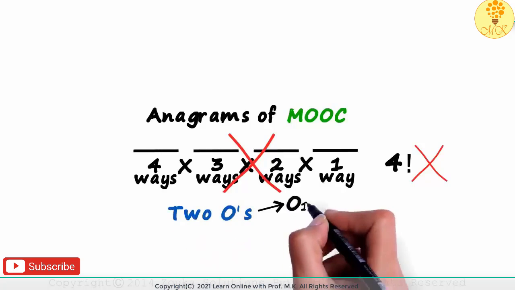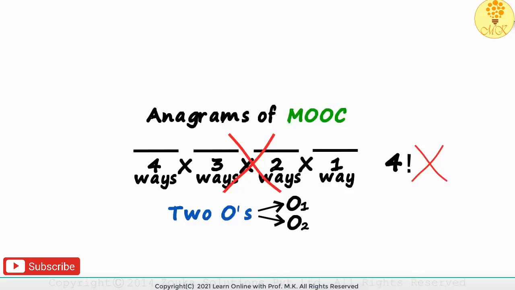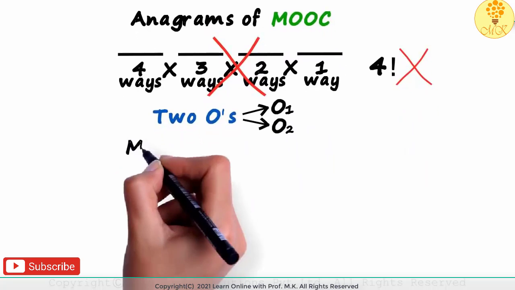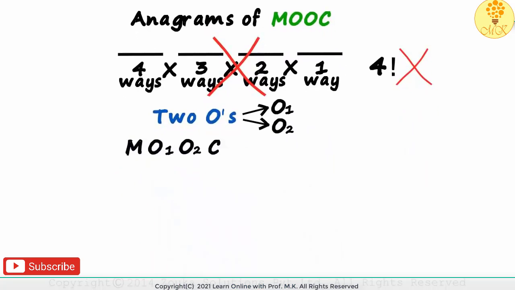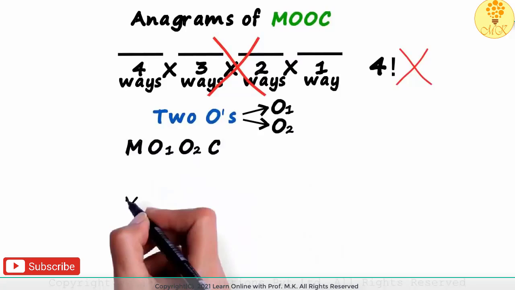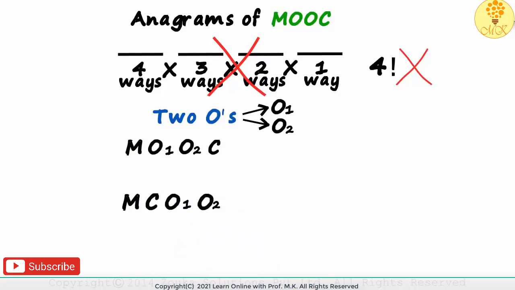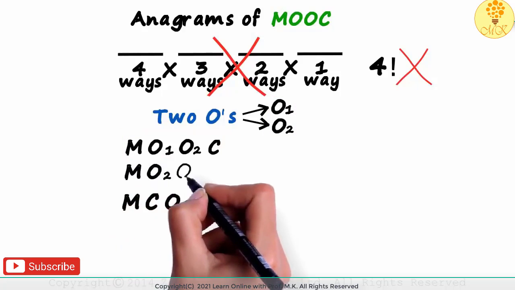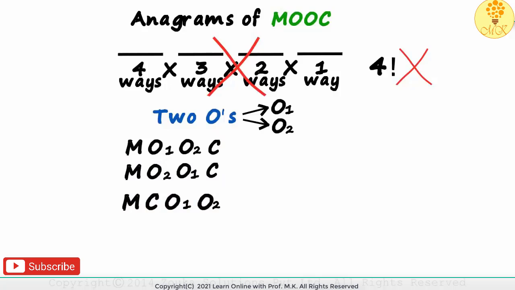Let's call them O1 and O2. Assuming they are different, let's look at a few anagrams. One would be M, O1, O2, C. And another one would be M, C, O1, O2. Now assuming the O's are different, can we write the first one as M, O2, O1, C? Yes, we can, as the O's are assumed to be different. And we can write the second one as MCO2O1.